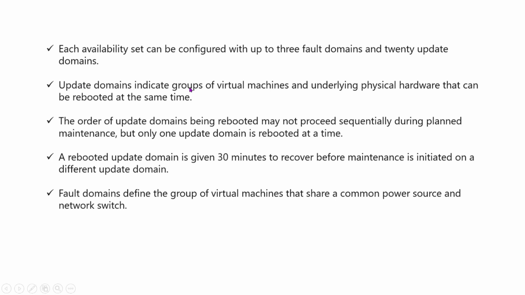Update domain indicates a group of virtual machines and underlying physical hardware that can be rebooted at the same time. So an update domain is like a logical grouping of underlying physical hardware and virtual machines. The order of update domains being rebooted may not proceed sequentially during planned maintenance, but only one update domain is rebooted at a time. So whenever Microsoft Azure is doing maintenance and rebooting servers, it is not mandatory that it will happen in sequence. Microsoft Azure can follow any sequence of update domains for the maintenance activity inside the availability set, but only one update domain is going to be rebooted at a time inside a single availability set.